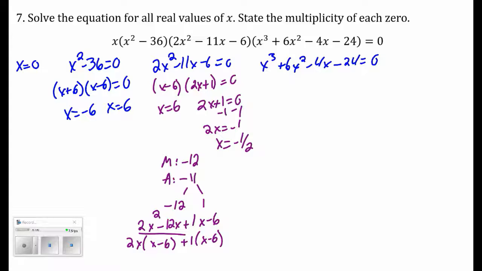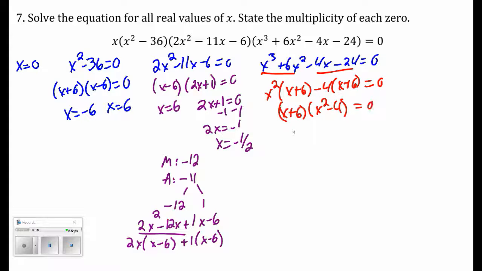And finally, I have to factor this cubic polynomial here. There's 4 terms, so I'm going to have to group. Factor out an x squared and get x plus 6. Factor out a negative 4 and get x plus 6. So that gives me x plus 6 times, what am I left with? x squared minus 4. x squared minus 4 is the difference of perfect squares. So I get x minus 2, x plus 2.